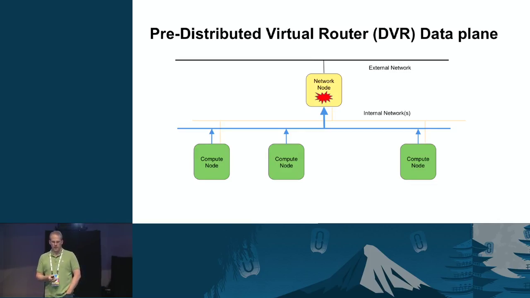So if you look at this diagram, there was typically a centralized network node where the centralized L3 agent would run. You'd have all these compute nodes. And anytime they wanted to access the external network via their floating IPs, if you look at the blue network, they would all go out over the blue network. Eventually, they would all converge on the network node, and they would basically saturate that wire, saturate the network node, such that it couldn't perform as well because it's doing SNAT traffic.